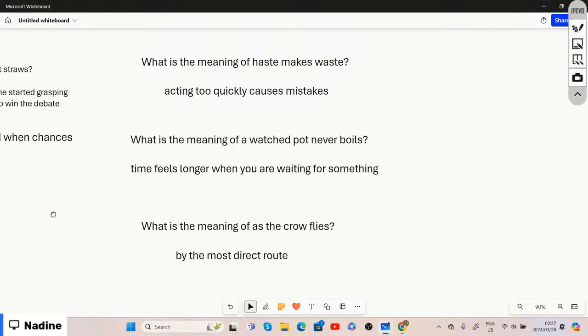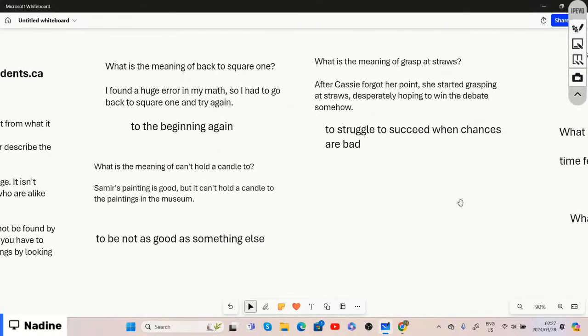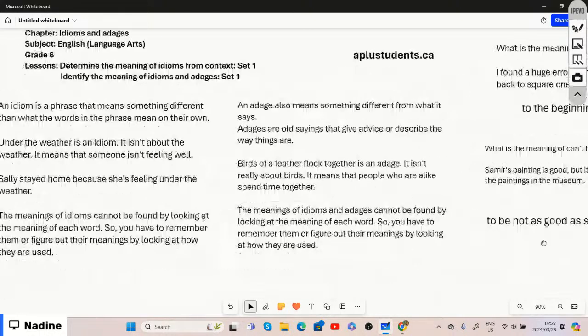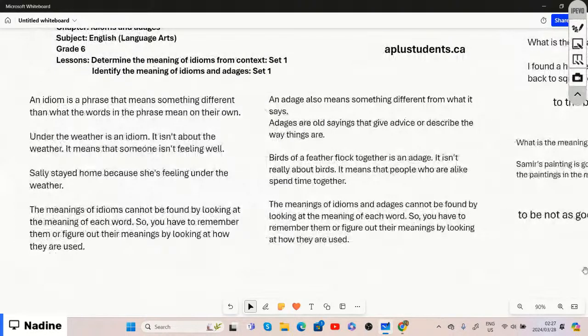You have an idea of what idioms and adages mean, right? So we said an idiom is a phrase that means something different than what the words in the phrase mean on their own. And we said adages also mean something different from what they say. And adages are old sayings that give advice or describe the way things are.